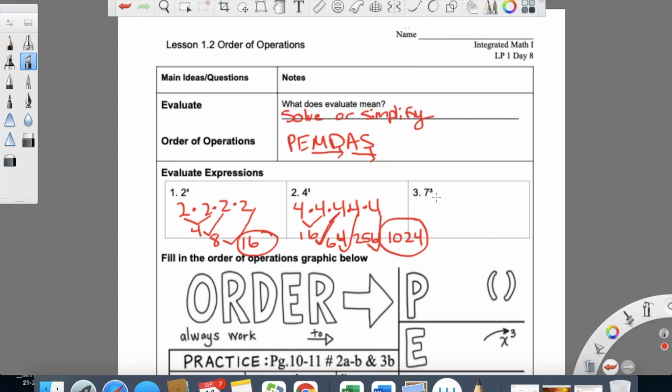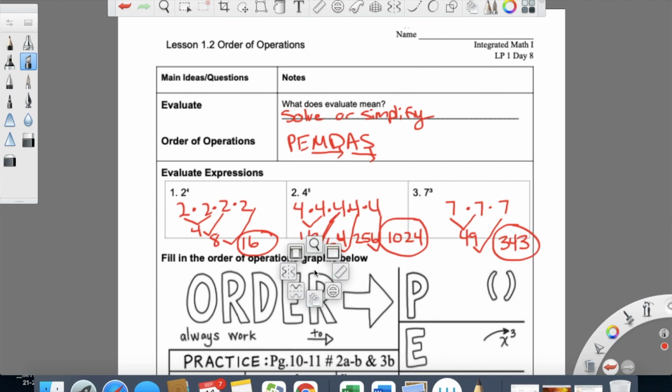All right, so now we have 7 to the third power. So 7 3 times. So we have 7 times 7, and we get 49. And then 49 times 7, we get 343. So again, that grew pretty quickly. I only multiplied it 3 times, and I'm up in the 300s already. So we just want to make sure we're paying attention to those exponents because they do grow very, very quickly.